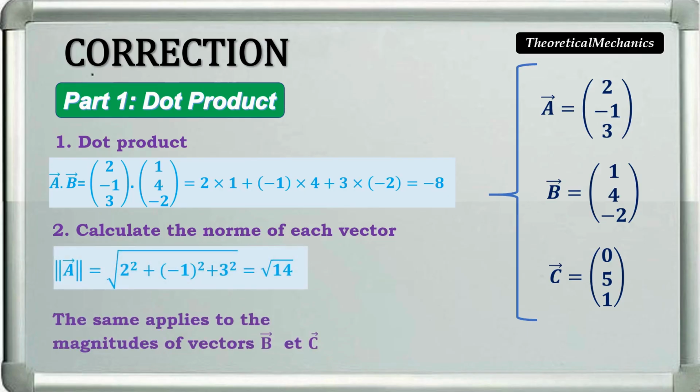Next, let's determine the magnitudes of the vectors. For each vector, we apply the well-known formula, the square root of the sum of the squares of its components. After applying this formula, the magnitude of A is square root of 14, of B is square root of 21, of C is square root of 26.